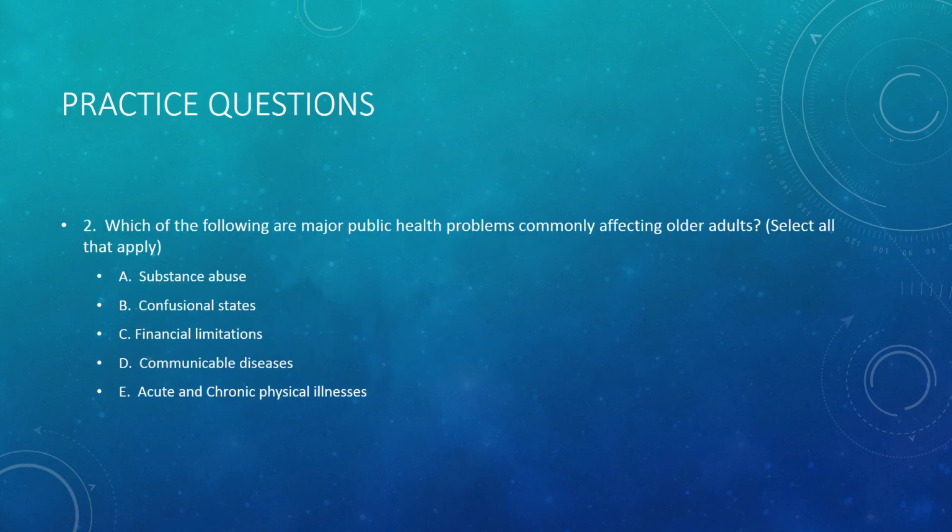Number 2, which of the following are major public health problems commonly affecting older adults? We just talked about a population that is considered vulnerable as the older adults. For this question, you could choose between substance abuse, confusional states, financial limitations, communicable diseases, and acute and chronic physical illnesses. After looking at that one, your answers would be A, B, C, and E. So substance abuse, confusional states, financial difficulties, which we talked about, and acute and chronic physical illness, such as cancer, diabetes, arthritis, those types of things.